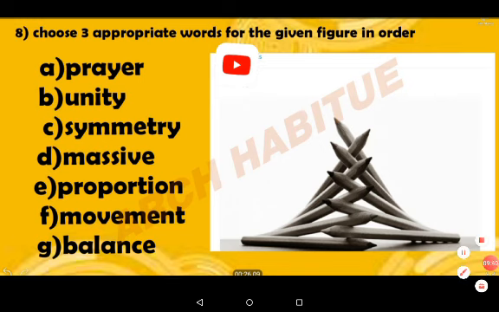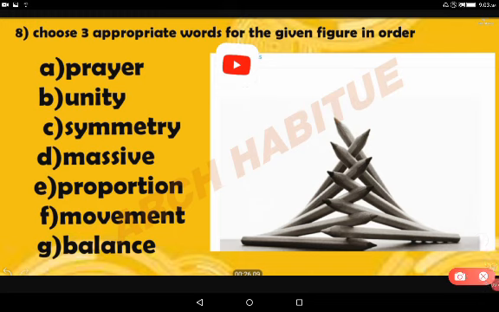Now this is our eighth question. We can see a position like someone is praying, but we can't say it is universal. Why? Not all the human beings in the world pray like this. So this is not universal. Yes, there is a unity. Is there symmetry or not? We will say quickly that there is symmetry, but there is no symmetry. So we can exclude the option symmetry.